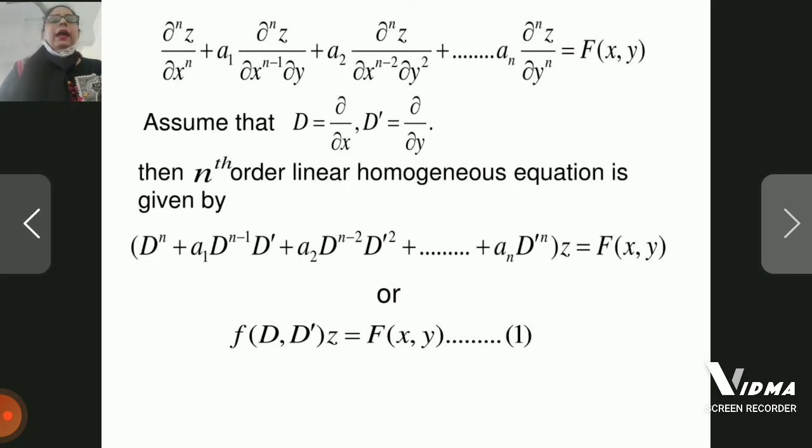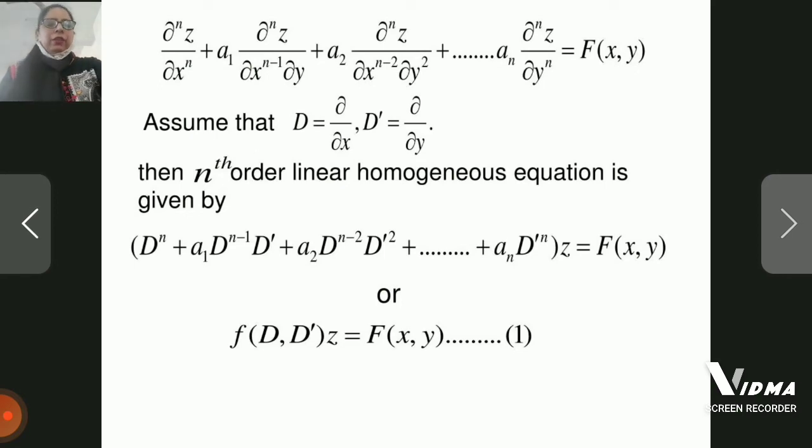Then the nth order linear partial differential equation is given by, putting all the values in capital D and D dash, D raised to the power n plus a1 of D raised to the power n minus 1 into D dash plus a2 D raised to the power n minus 2 into D dash square, and so on up to an D dash raised to the power n of z is equal to a function of xy. Or you can say small f of D and D dash of z is equal to capital F of xy. We assume this equation as equation number 1.